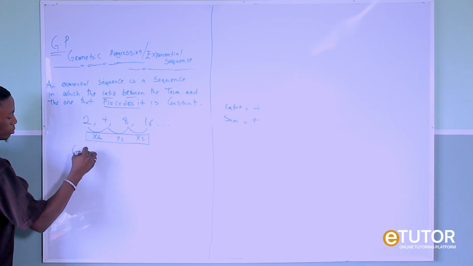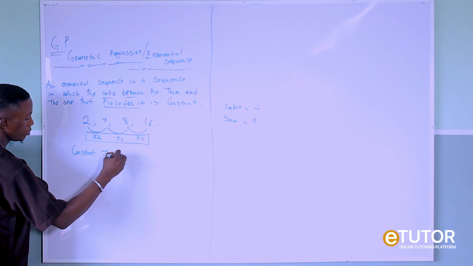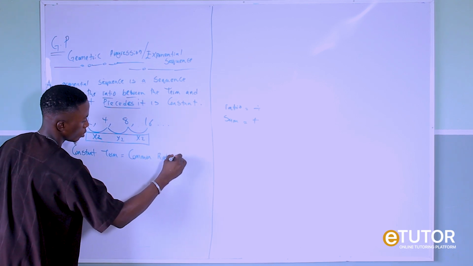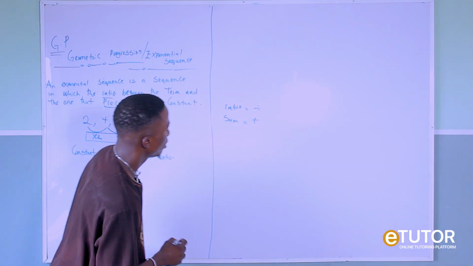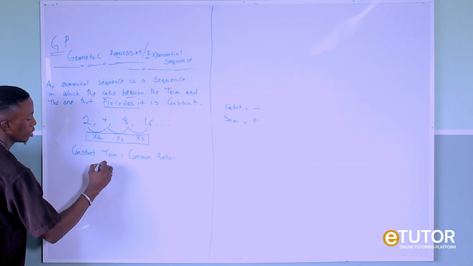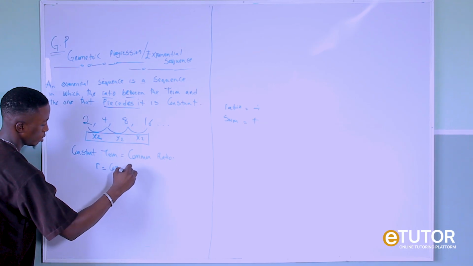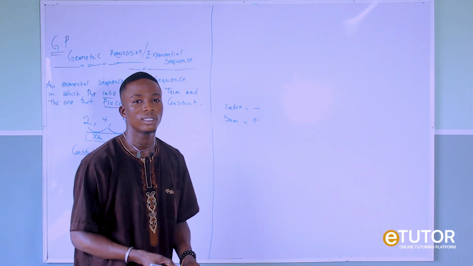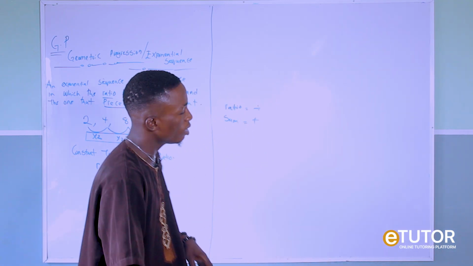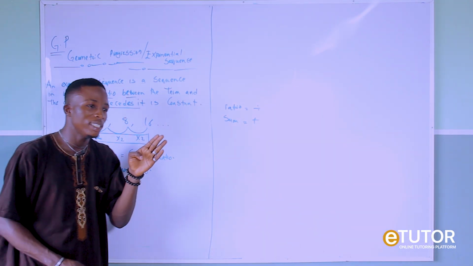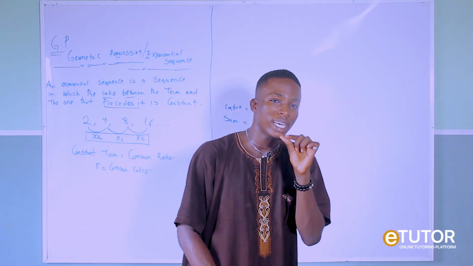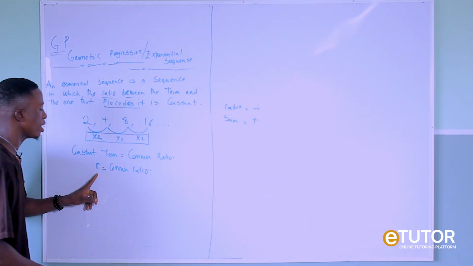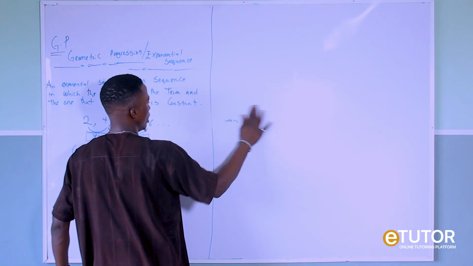The constant term is equal to common ratio. And it is denoted as r. So r is equal to common ratio. Now, students sometimes get these two mixed up. Now remember, for AP, it is common difference, and it is represented as small letter d. Whilst for GP, it is common ratio, and it is denoted as small letter r. They are very much different.